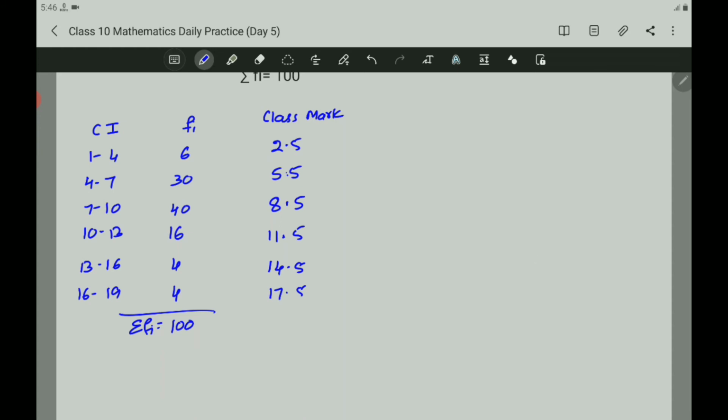Next, you know that the class mark is denoted by the symbol xi. Then you find fi xi, the product of these two. 2.5 into 6. 6 5s are 30, 6 2s are 12 plus 3, 15. So you take 15.0. Then 30 into 5.5. 55 into 30: 5 3s are 15, 0 you write. 5 3s are 15 plus 1, 16. So you will get 165.